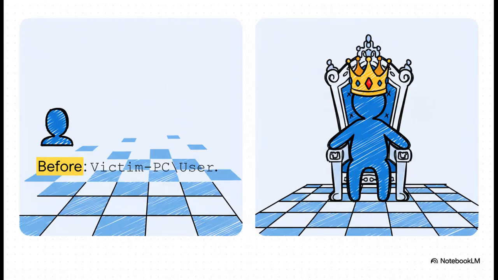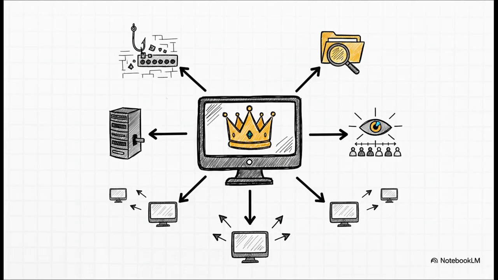And here is the result of that one command. Look at the power shift. The attacker has gone from being a limited guest account to NT AUTHORITY\SYSTEM. That is the highest level of control possible on a Windows machine. They now own the system, lock, stock, and barrel. So with this level of access, it's pretty much game over. The attacker can steal every password, read private documents, install software that gives them permanent access, and they can even use the victim's own computer as a launchpad for more attacks.